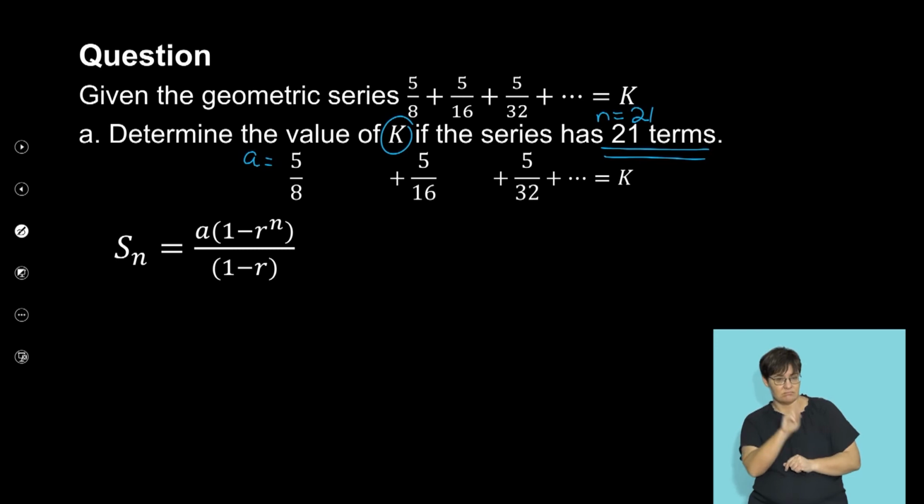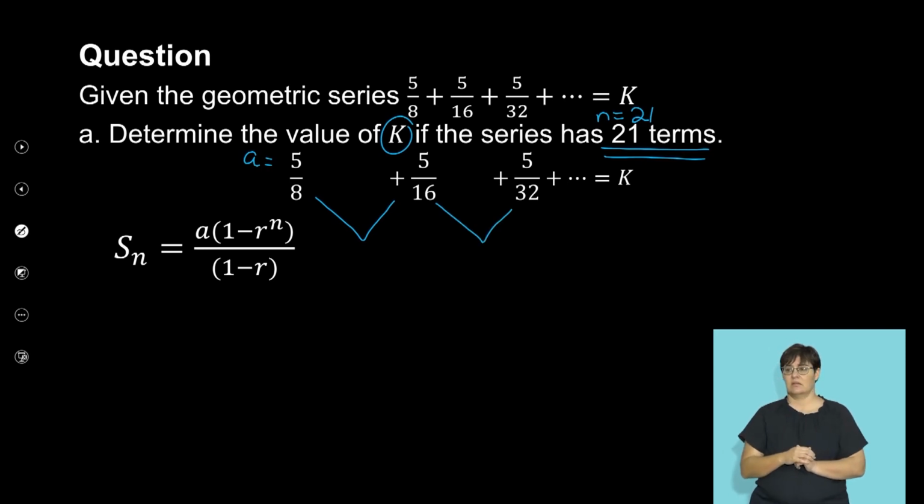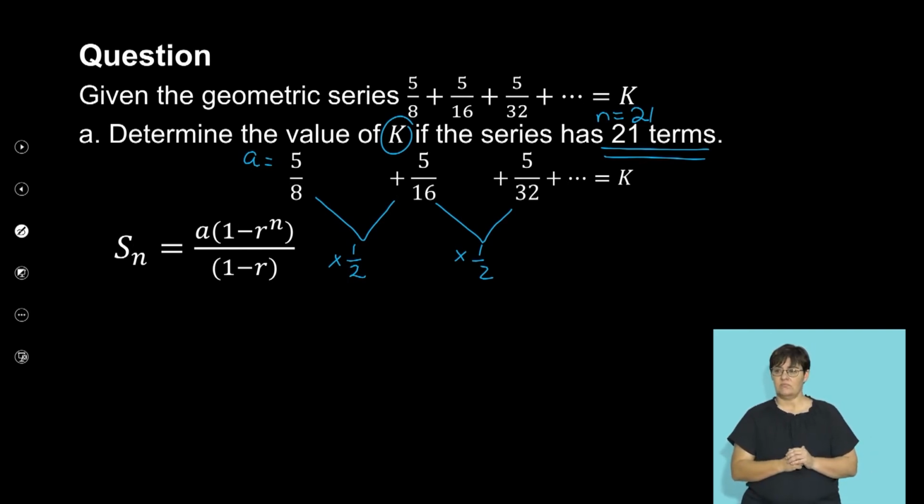I then need to see what my common ratio is. So I need to know what 5 over 8 has been multiplied by to get 5 over 16. Similarly, I need to know what 5 over 16 was multiplied by to get 5 over 32. Hopefully, everyone will agree with me that I multiplied by a half because 5 over 8 times 1 over 2 is 5 over 16. So I have my a, I have my n, and I have my r. I just need to solve for k.